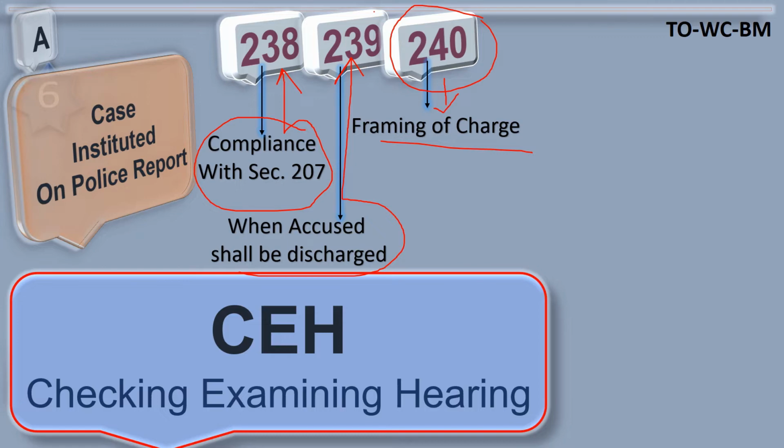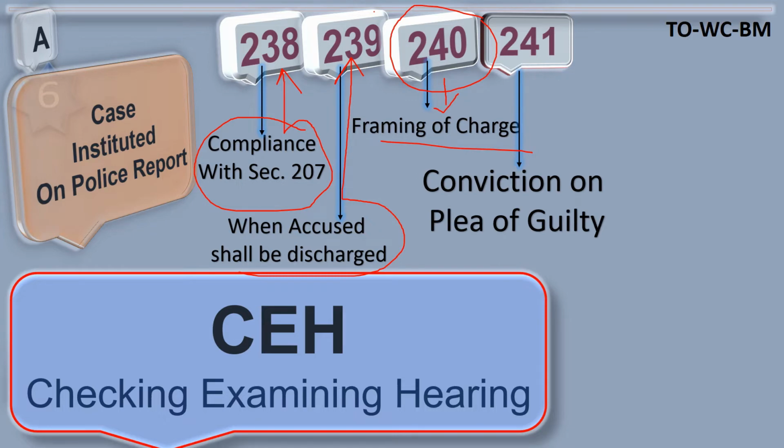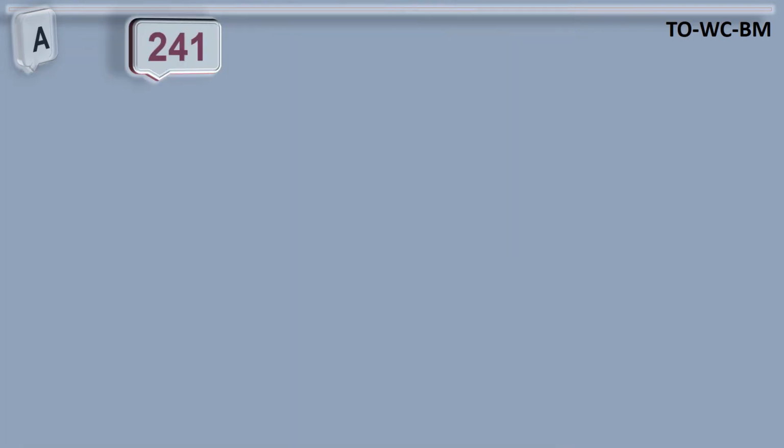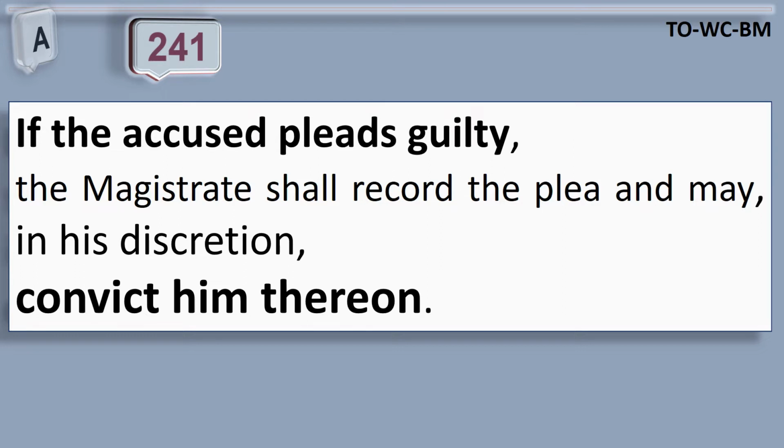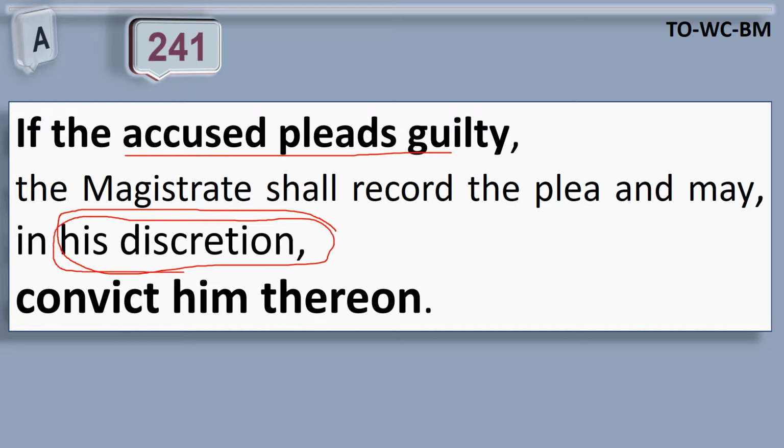Now we come to section 241. It says conviction on plea of guilty. Section 241 is a very small section. It informs that if the accused pleads guilty, so this is the condition, only in this condition, the magistrate shall record the plea and may in his discretion, now in his discretion means the magistrate has the option either to accept or reject it, and convict him thereon.